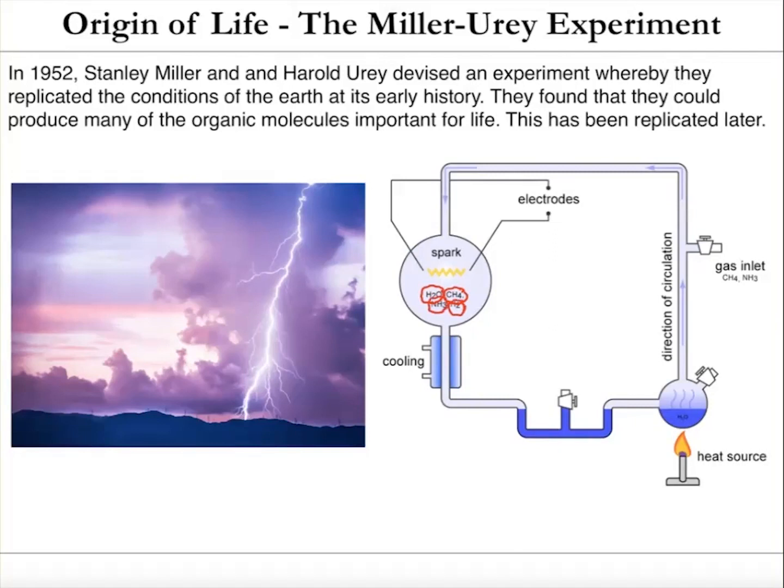We already talked about how nitrogen gas, lightning, and UV can change that into ammonia. So they took these molecules, added a spark or some energy input, and had a heat source right here. It was a closed system that filtered through.